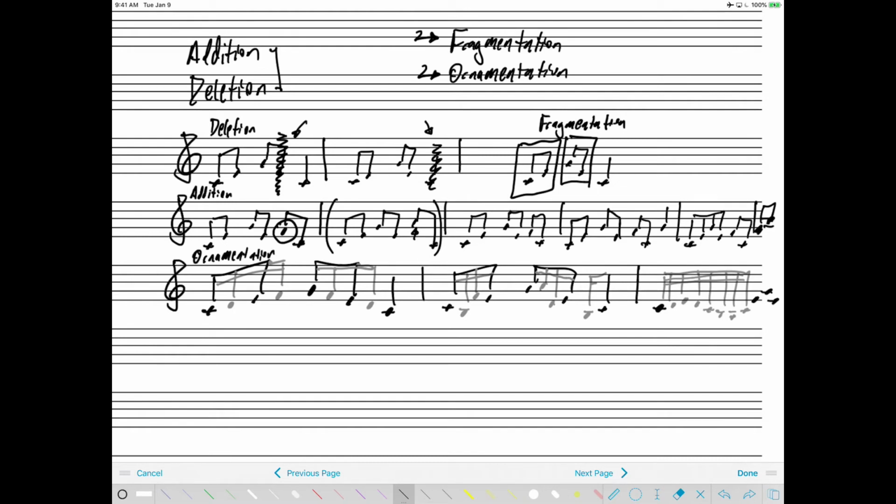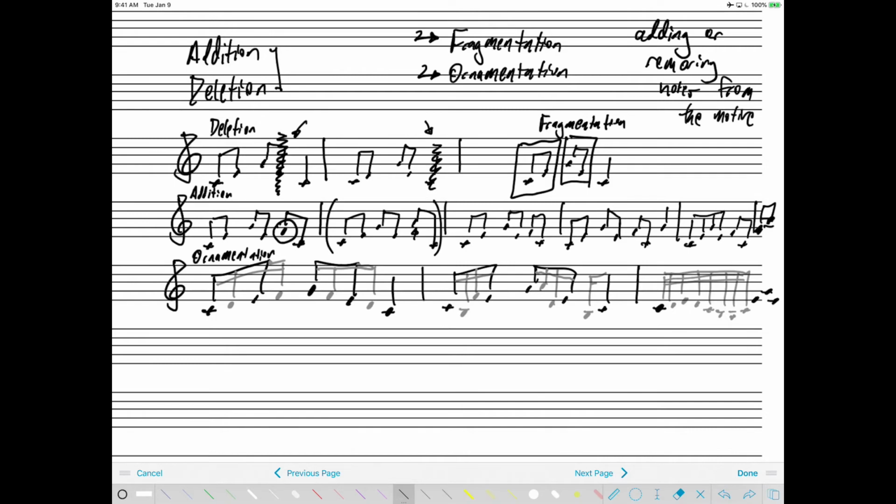So these are all elements that involve adding or removing notes from the motive. Addition, deletion, fragmentation, and ornamentation.